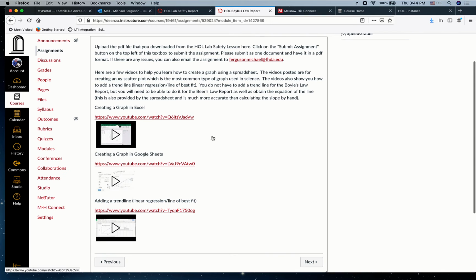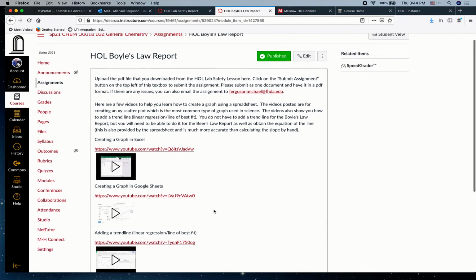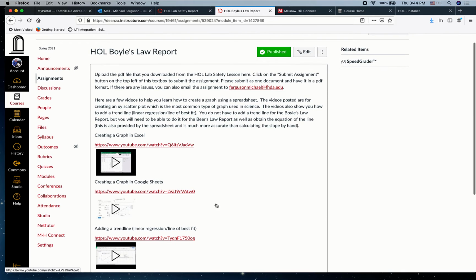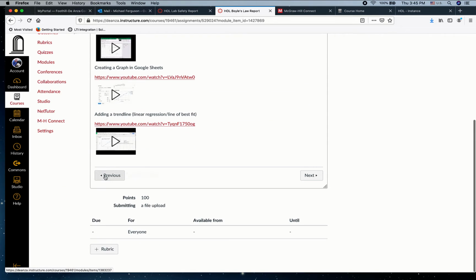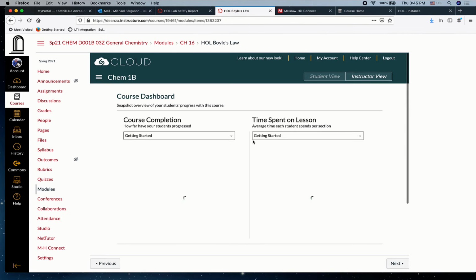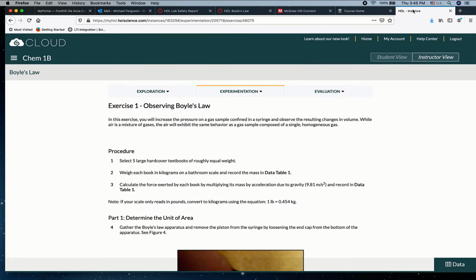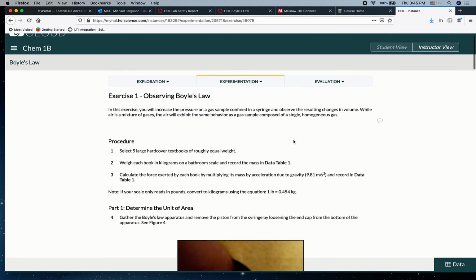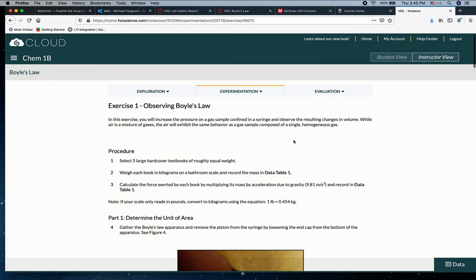some instructional videos here: how to create a graph in Excel, how to create a graph in Google Sheets, and also how to get the trend line. This is going to be important for Boyle's Law. So there's that information there, and you can link then to the previous screen. So you can link here to Boyle's Law. But I mean, of course, I'm showing this in the whole thing.